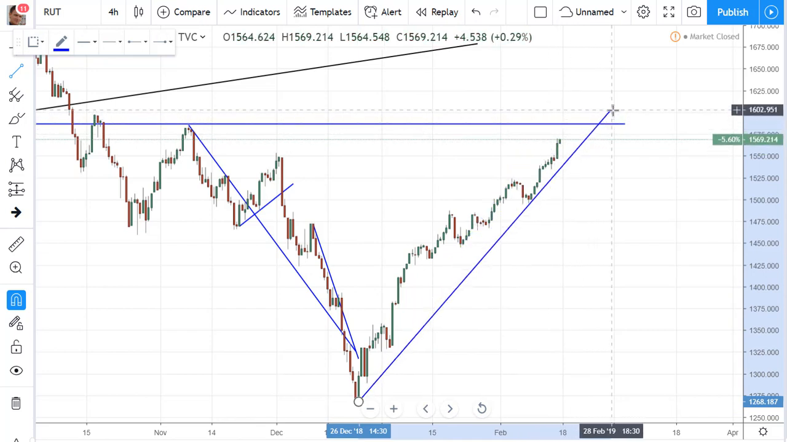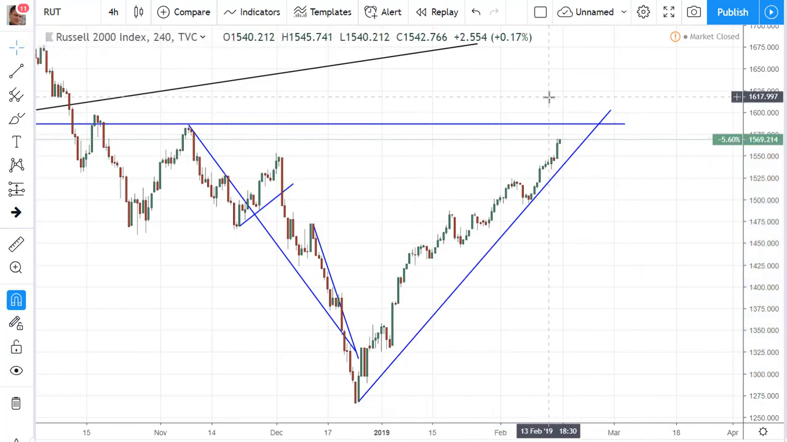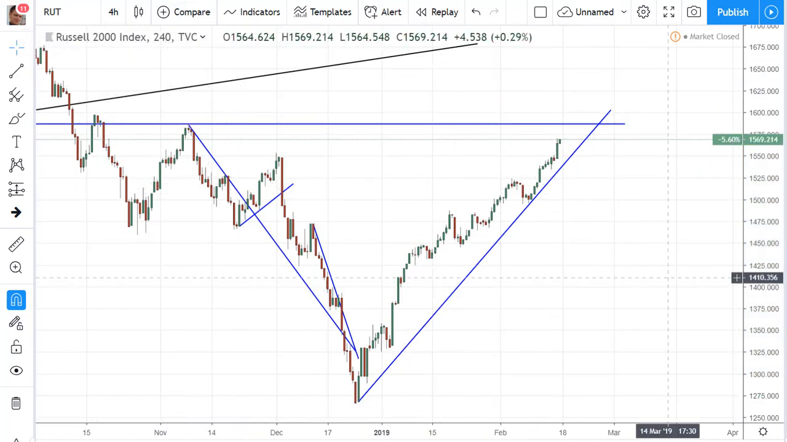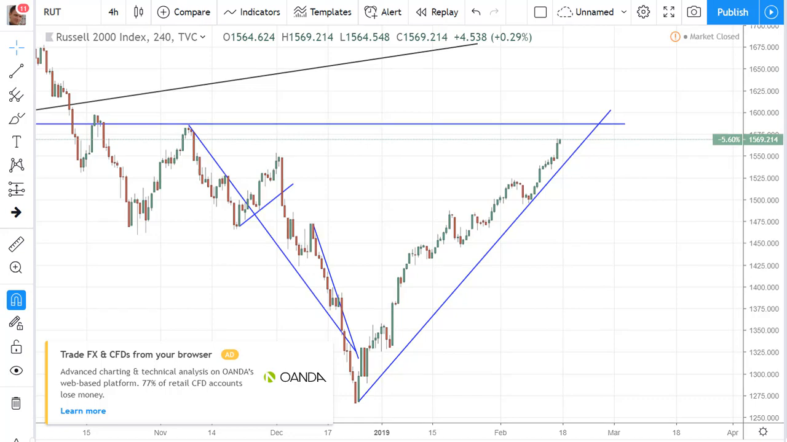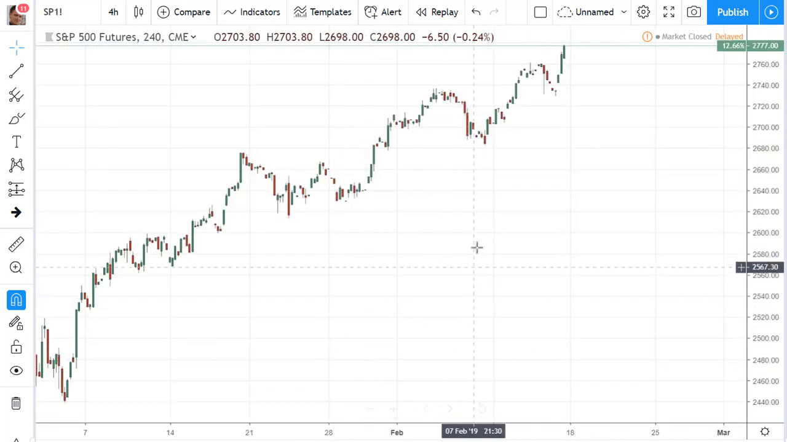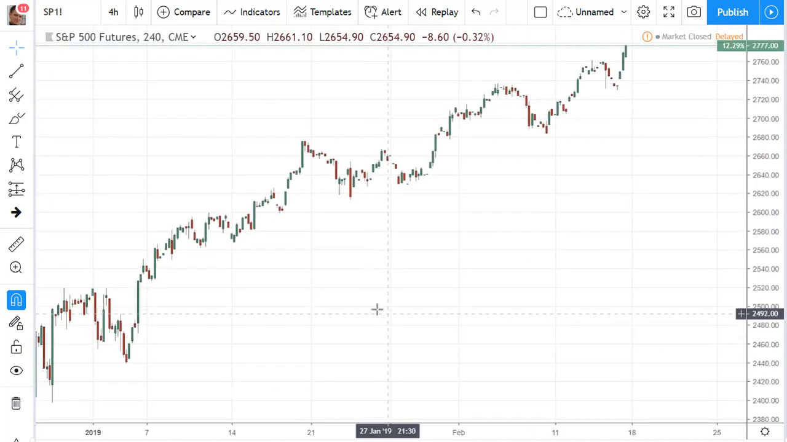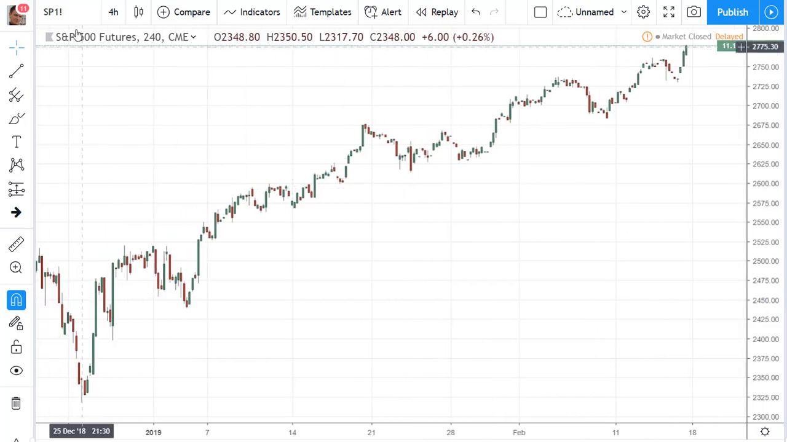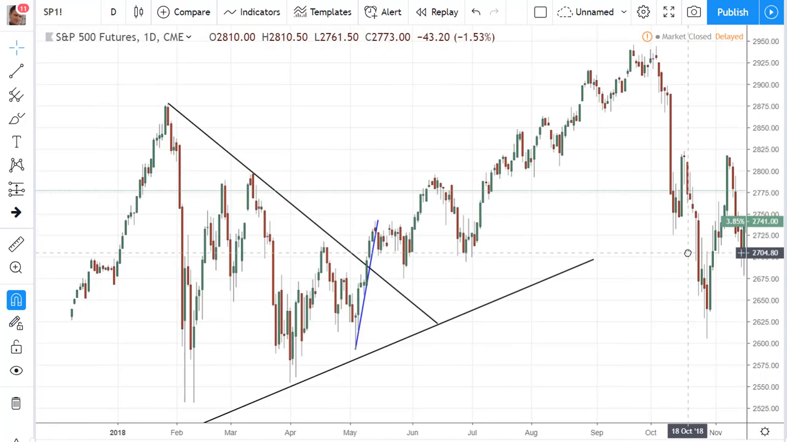Now this is the same thing. Correction in an overall downtrend. I am watching this one. Same goes for this one, the S&P 500. Let me see if I can draw in something to give you the bigger picture.